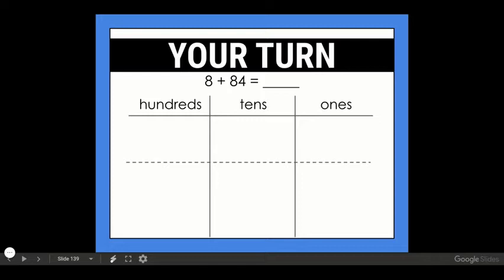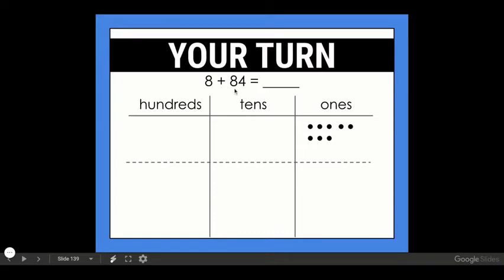All right, now that you've drawn your chart, let's go ahead and put our first addend in. Our first addend is 8. Are there any hundreds in the number 8? No. Are there any tens in the number 8? No. There's only ones. So go ahead and draw them with me. We're going to draw 8 ones. And remember, we just draw them as little circles. 1, 2, 3, 4, 5, 6, 7, 8.